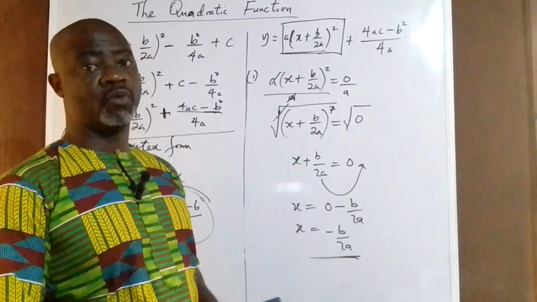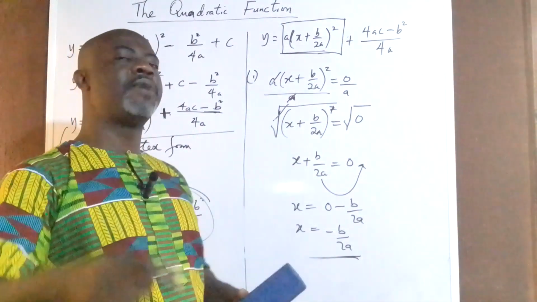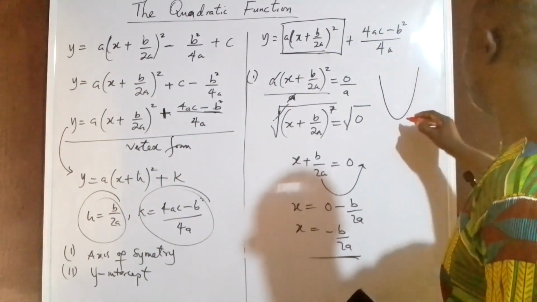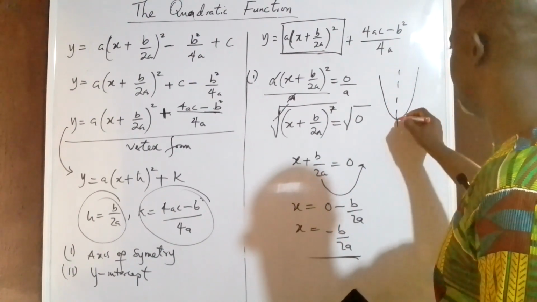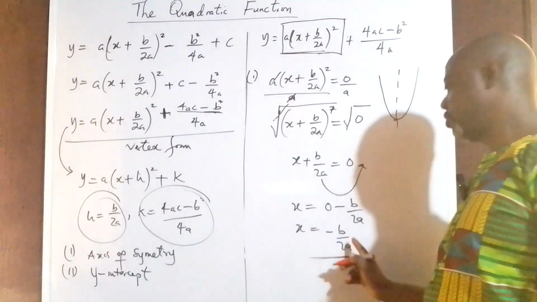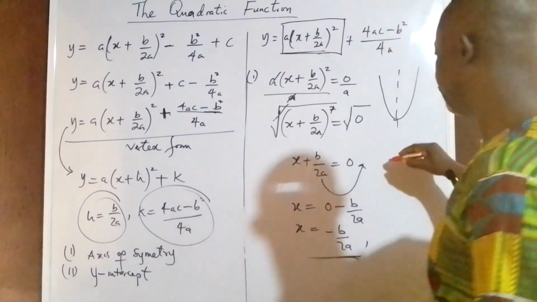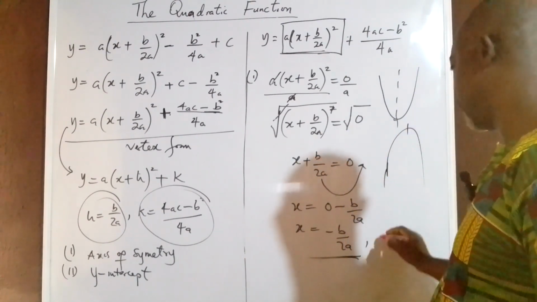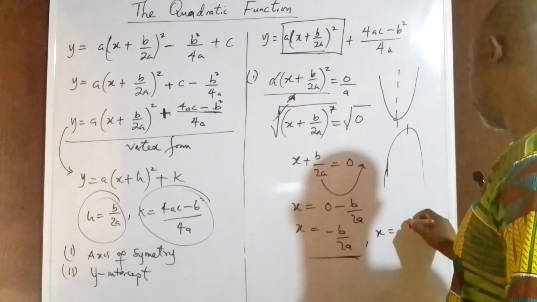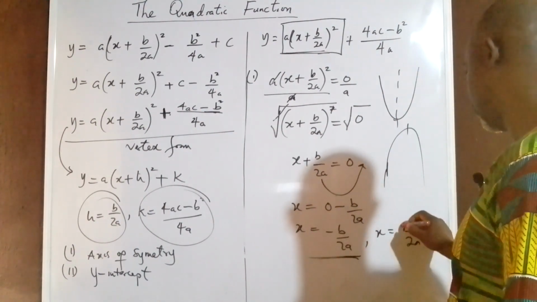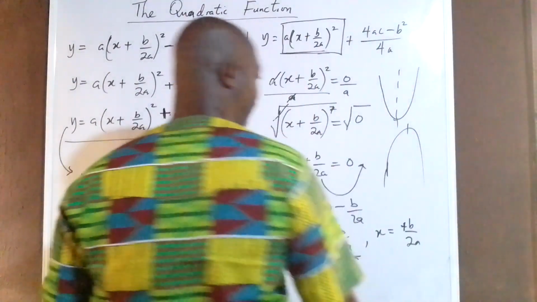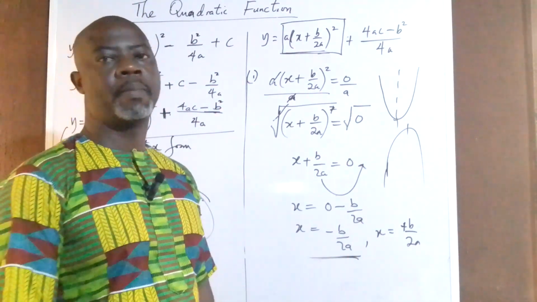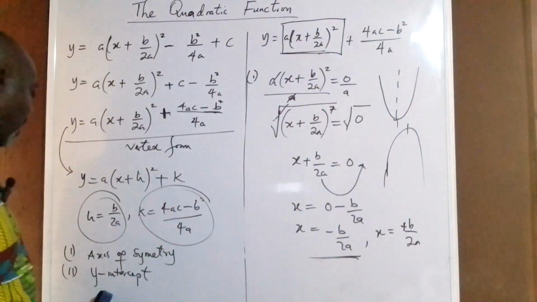It depends on if the function is having a minimum value. If the function opens up in this form, then we have the axis of symmetry to be minus b over 2a. If the function looks this way, okay, then the axis of symmetry will be x equal to plus b over 2a. So in that case, the function will have a maximum value, where in this case here, the function has a minimum value.